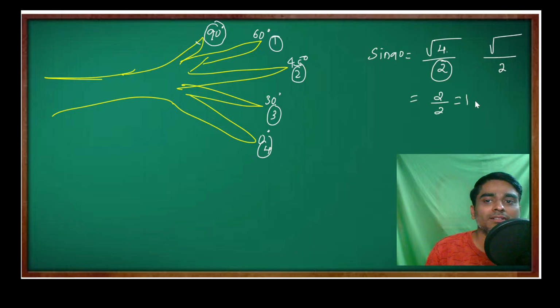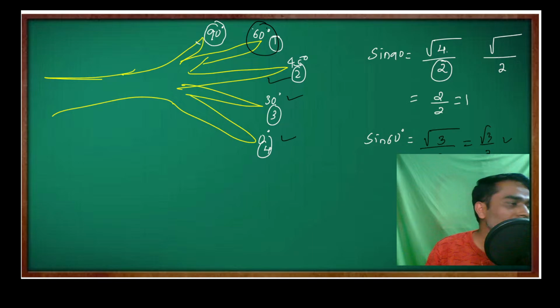We got it. Now let's calculate sin 60. How many fingers are remaining if you consider 60? How many fingers are below 60? 1, 2, 3. So under root I should write 3 divided by 2. Look at this, root 3 by 2. Correct value, right? Yes, this works.